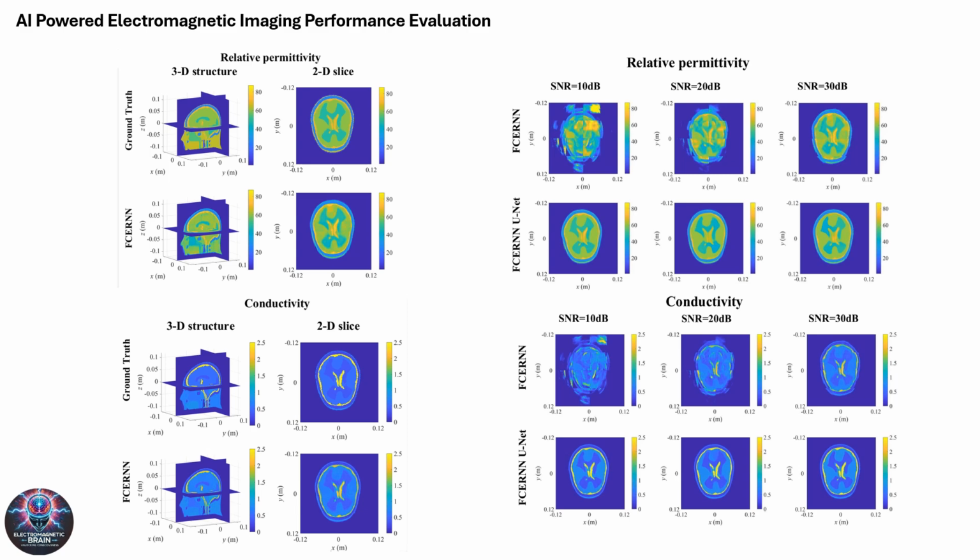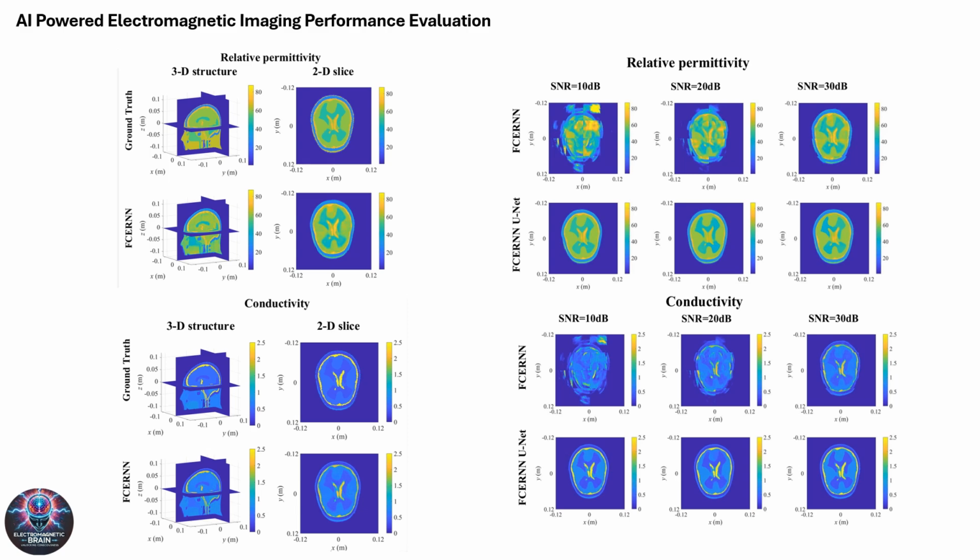In this slide, to demonstrate the effectiveness of deep learning for inverse electromagnetic scattering problems, we put the reconstructed image results from the different papers cited in the references section. On this slide, we explore the reconstruction of 3D relative permittivity and conductivity distributions in the human brain using the FCRNN model, along with its enhanced version incorporating UNet.